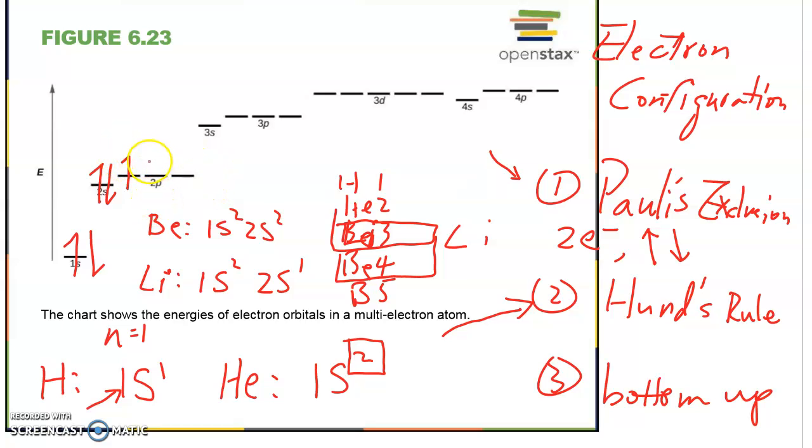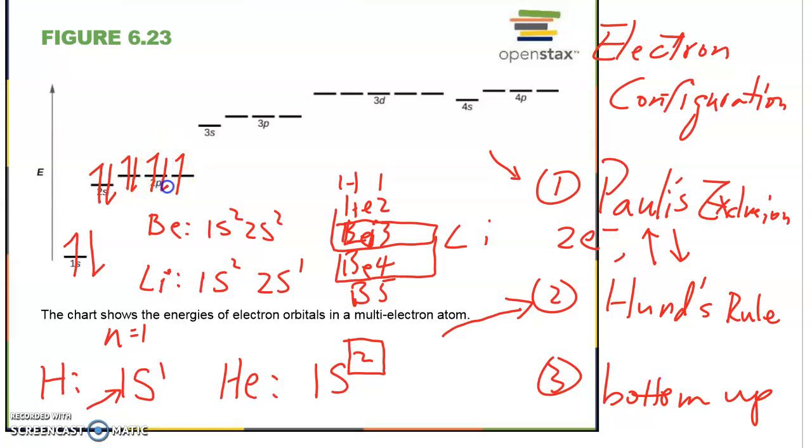So where can I fill it? The next one, I can fill it over here. If I have another one, I can fill it over here. If I have another one, then I can come back over here. When I come back here, I cannot make it pointing up again because of the Pauli exclusion principle. And when I come back here, I need to fill it here.